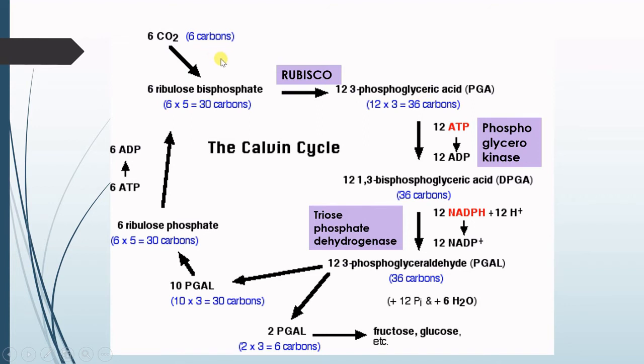RuBP combines with carbon dioxide and initially a 6-carbon addition compound is formed which is unstable, which breaks up or dissociates into 3-phosphoglyceric acid. It is a 3-carbon compound, but the carbon number is the same. Here 6 into 6, 36. Here also 12 into 3, 36 carbons.